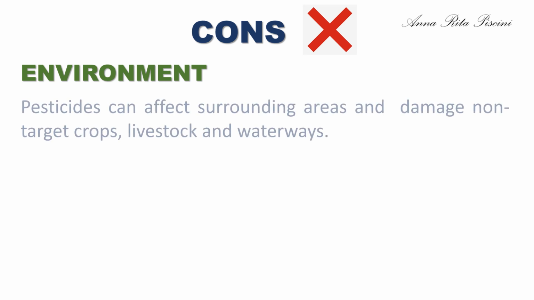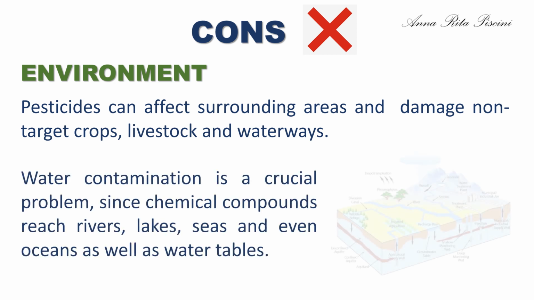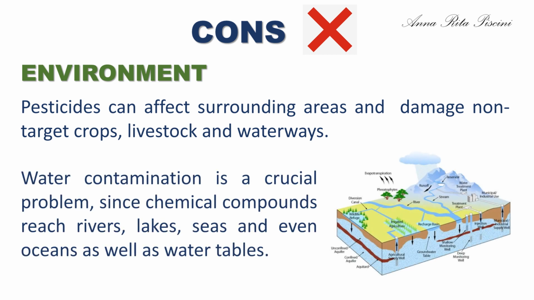Environment. Pesticides can affect surrounding areas and damage non-target crops, livestock, and waterways. Water contamination is a crucial problem since chemical compounds reach rivers, lakes, seas, and even oceans, as well as water tables.